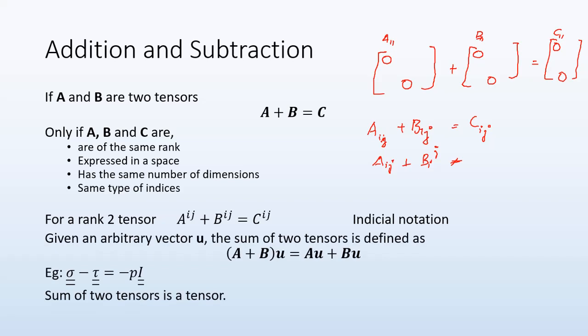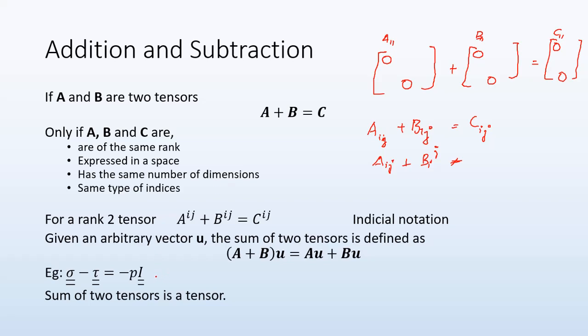Operational analysis is a type of analysis where we operate a tensor on a vector to see its product. We commonly use operational analysis to determine the operation which is carried out by that tensor. So, in operational analysis we can say that given an arbitrary vector u, the sum of two tensors can be defined as A plus B operated on u will be equal to A operated on u plus B operated on u. And let us see an example.